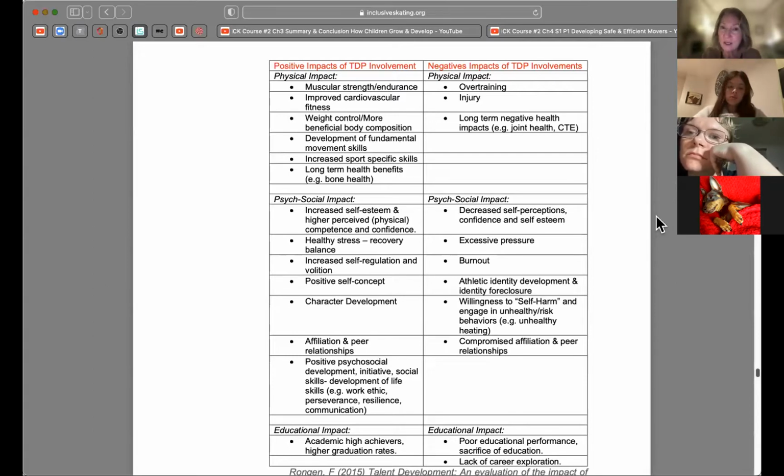So get to know where the weak side is and try to identify where the weaknesses are, so that if you are doing specialization, you're building things into the training plan that are going to prevent those injuries from occurring. And I'll give you another example.